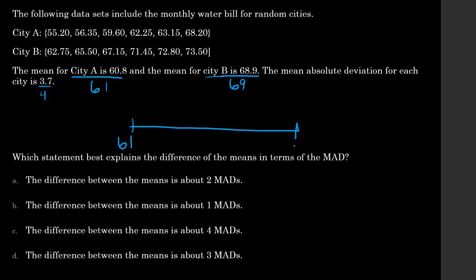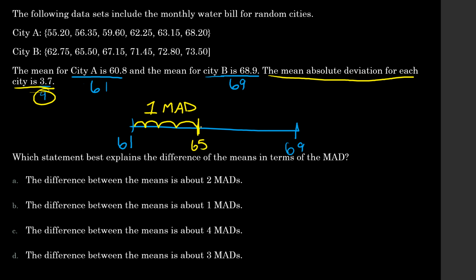Here is 61 and then I have 69 all the way over here. For mean absolute deviations, I can only go 4 units, because my mean absolute deviation is 4. So if I can only go 4 units, if I start at 61 and I go 1, 2, 3, 4, this is 1 mean absolute deviation because that is my 4 units that I can travel. However, I'm still not at this 69 yet, right? When I travel up 4, I would be at 65.